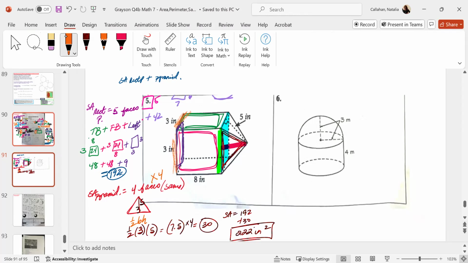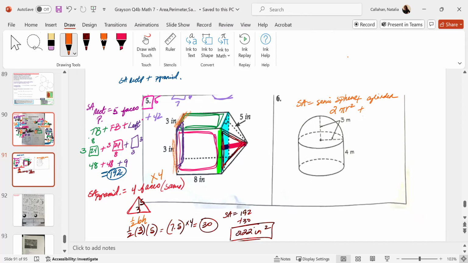6. What are the 2 shapes for 6? Semisphere or cylinder. What's the formula for a semicircle? Oh, wait, no, that's not a semicircle. That is a sphere, right? What's the surface area of a sphere? 4 pi r squared. And if it's a semi, it's half. So what's half of 4? There you go.